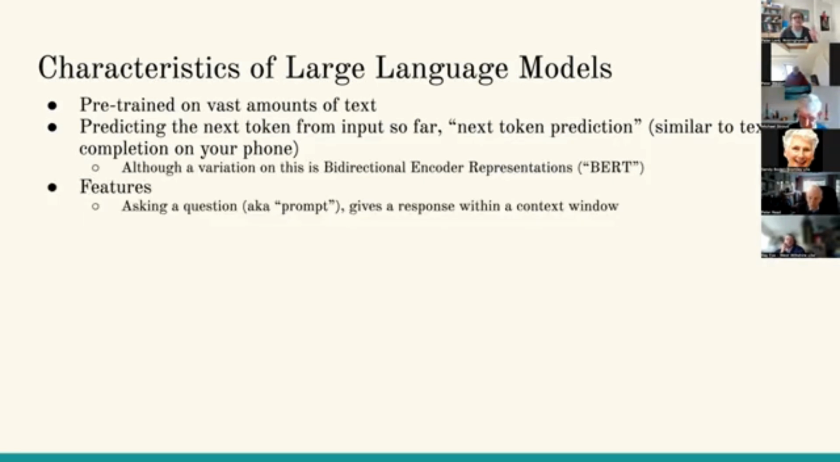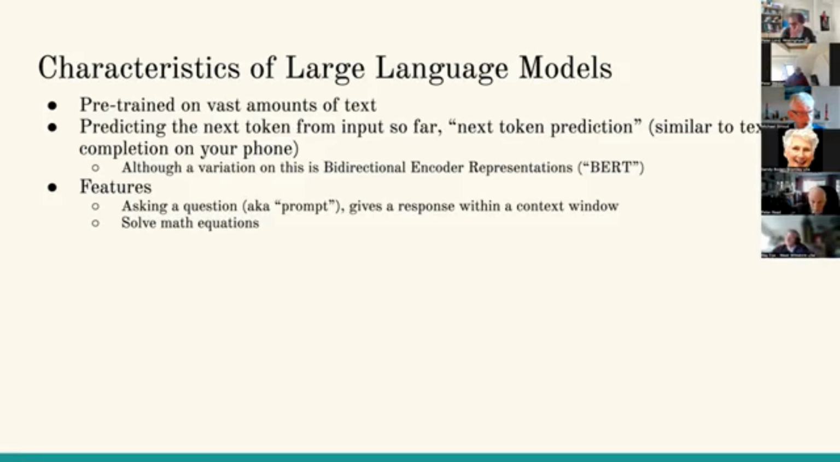So the way they work is you ask a question, and it's often called a prompt. You type some text in, which is the input of the neural network. And you get an output, another text response. And that's always within a context window. A context window is how big the prompt can be to answer your question.